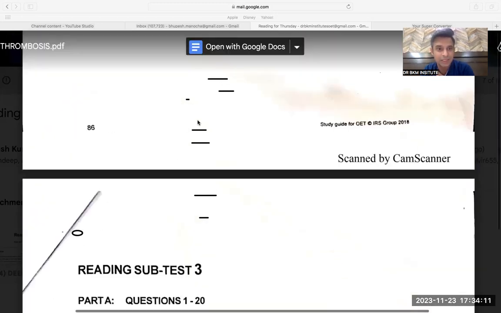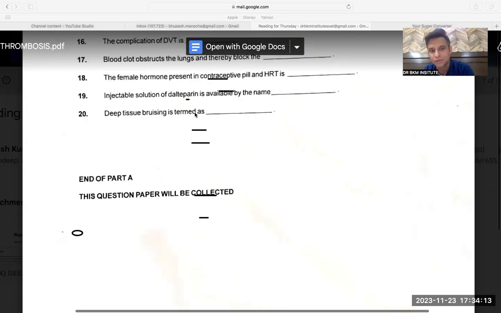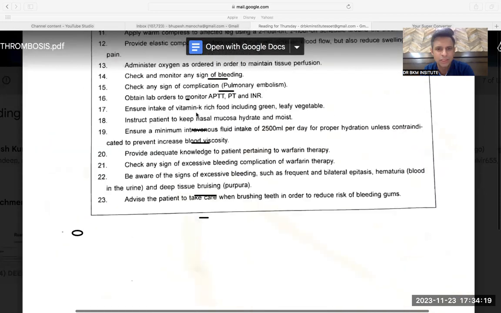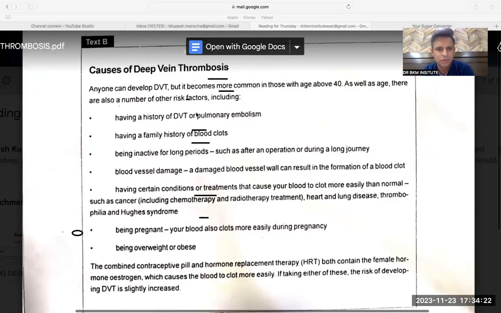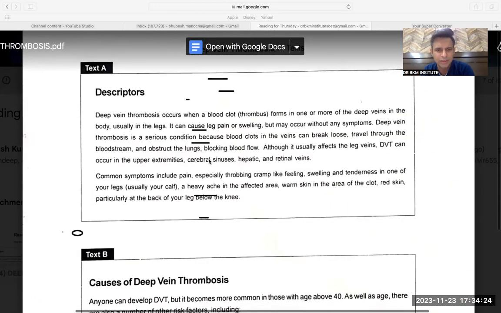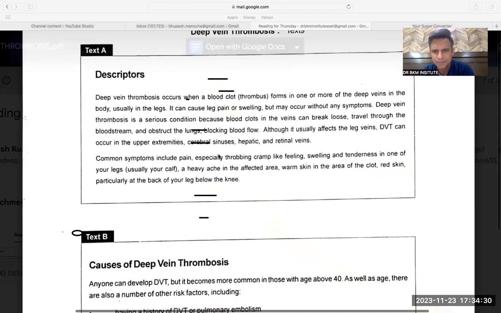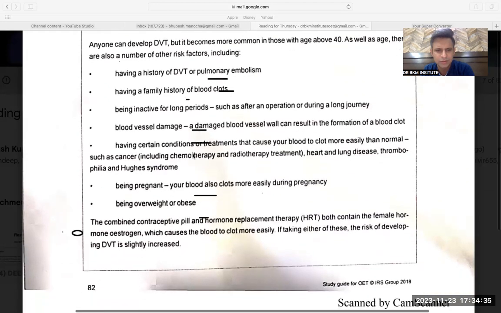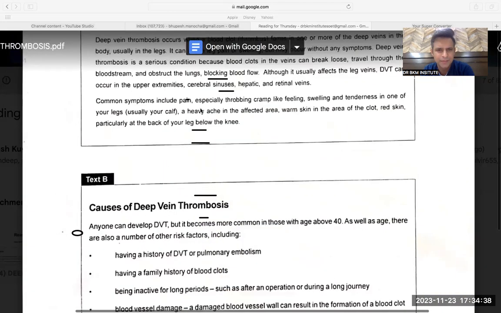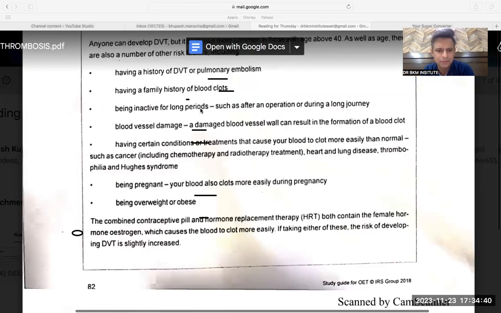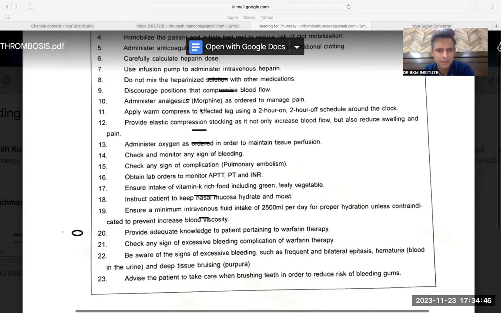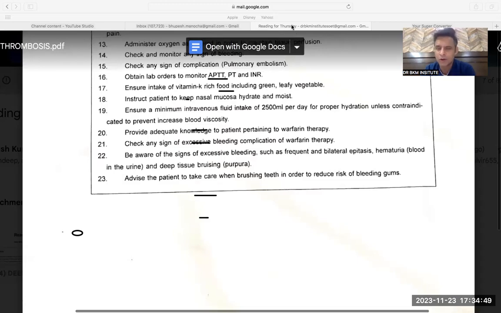And now in the last minute, last question, deep tissue bruising is termed as, it should be in the complications again. Deep tissue bruising is known as complication. Not this one. Deep tissue word should be over here only. It should not be here and there. If it is given here, over here somewhere. Deep tissue bruising. Purpura. So now my reading is done.